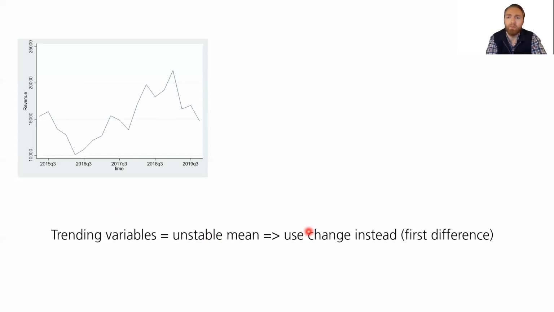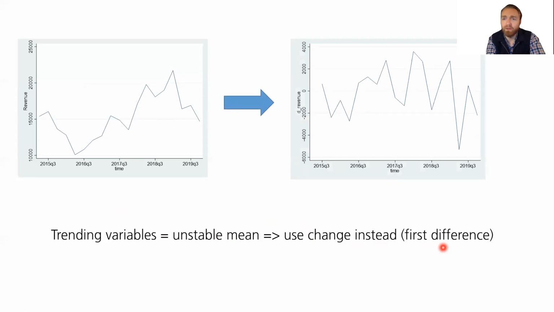We can get a more stable mean by using changes, that is, the first difference in the terminology. We simply compute the change in the variable between two successive quarters. We've done that here, so this is the change, the difference in revenue now. It may not be the prettiest series in the world either, but at least the mean is much more stable. You can discern a somewhat stable mean here, and that's an improvement. The statistical tools that we're using then work much better, and the outputs will be much more reliable. So this is a data transformation that we start with.